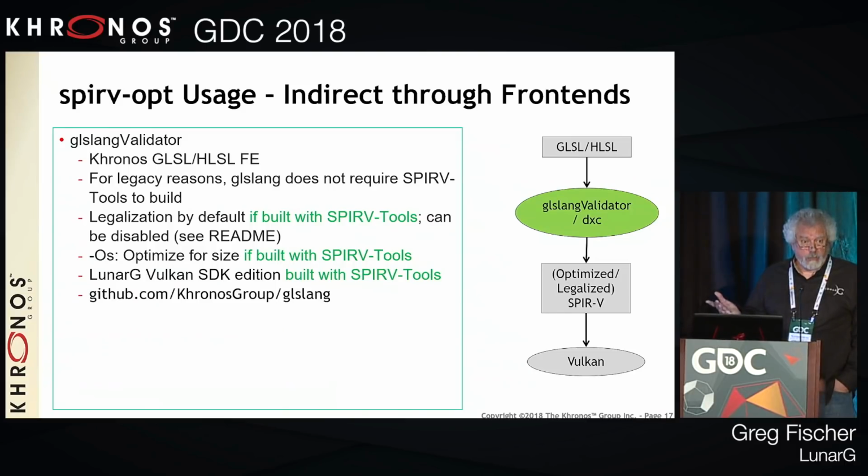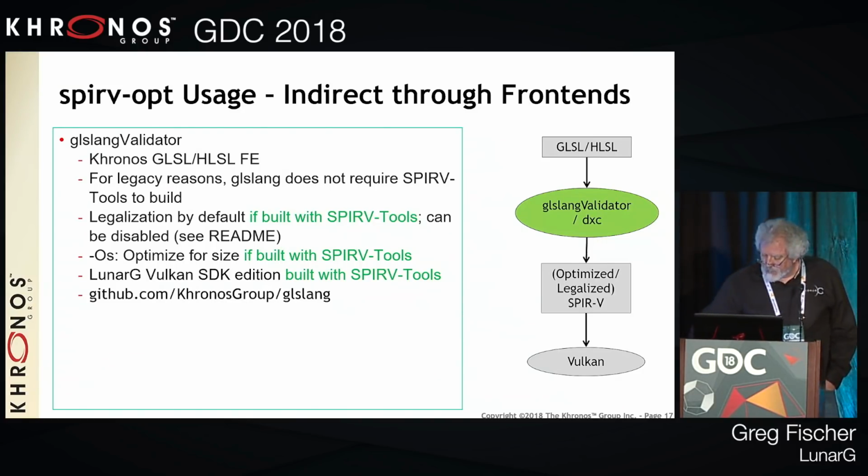So it's up to the user to make sure that it's linked in if they're indeed compiling HLSL for Vulkan, or at least compiling any such shaders that might have legalization issues. If indeed SPIRV-Tools is linked in with glslang validator, legalization will be called by default on HLSL shaders, and size optimization is available optionally.